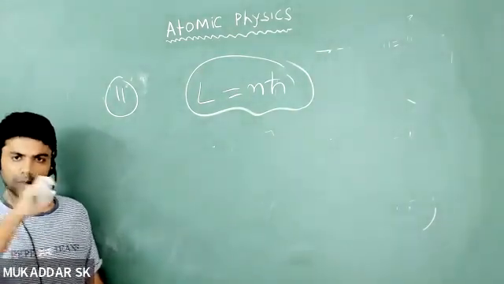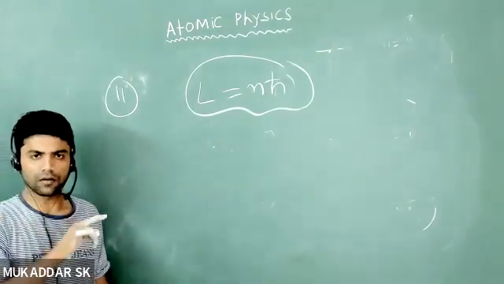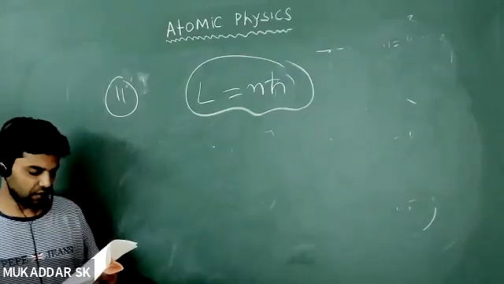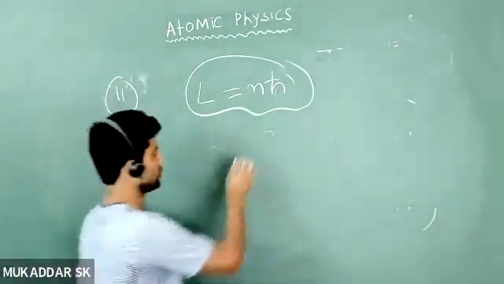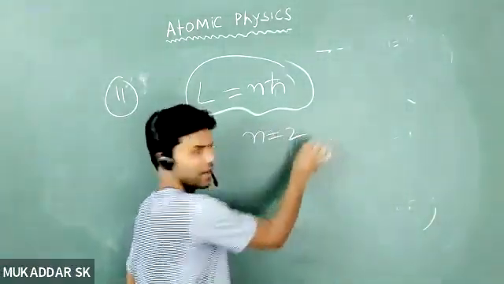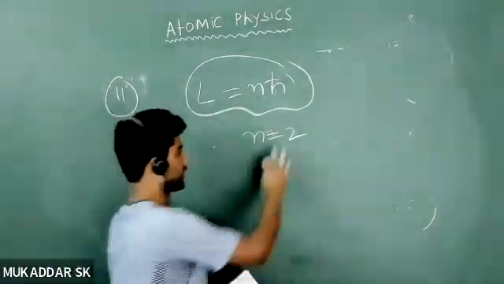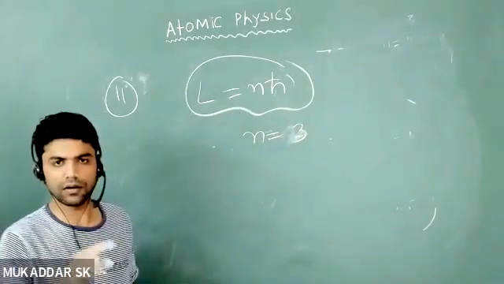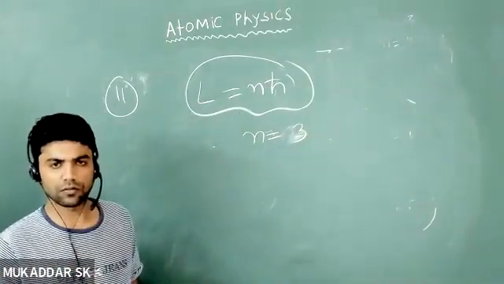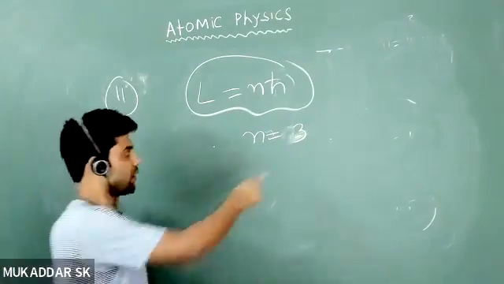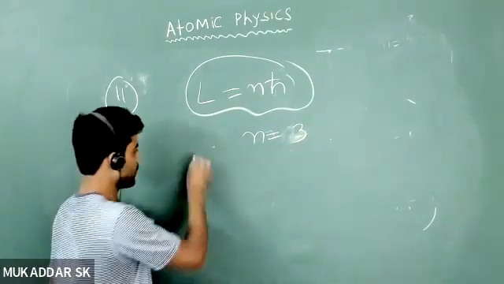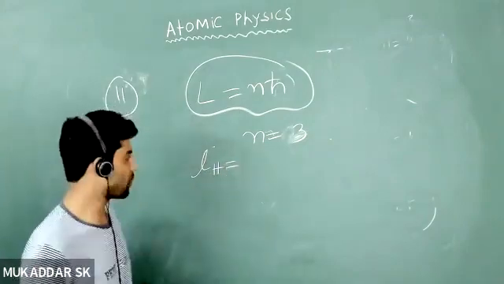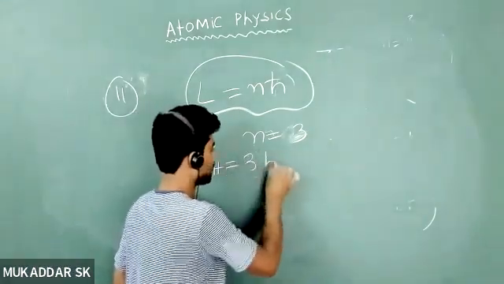So for the hydrogen atom, in which excited state have they said? A second excited state, right? So second excited state means n equals to how much? 3, right? Ground state means n equals to 1. First excited state means n equals to 2. Second excited state means n equals to 3. So for the hydrogen atom, they have given L_H. For the second excited state, it will be how much? It will be simply 3h cut.